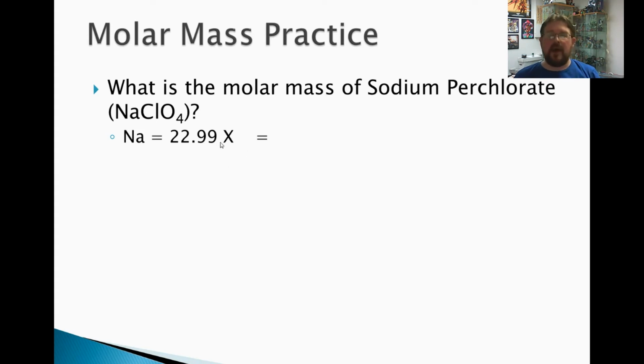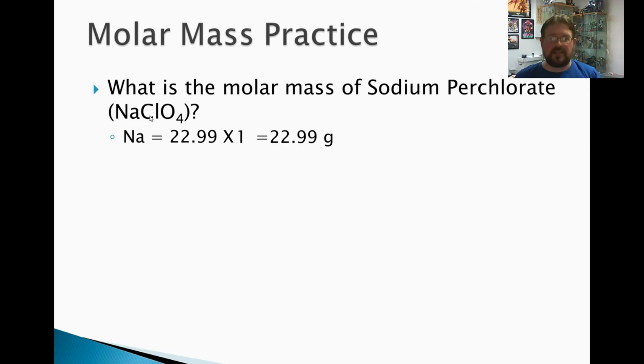Okay? And then you're going to multiply it by the number of sodiums in your formula. Now look there. Is there any number directly next to sodium? And it's not inside parentheses with the number outside the parentheses. So there is just 1 sodium, so it's going to be times 1. So 22.99 times 1 is 22.99 grams. That's the molar mass we get from sodium.